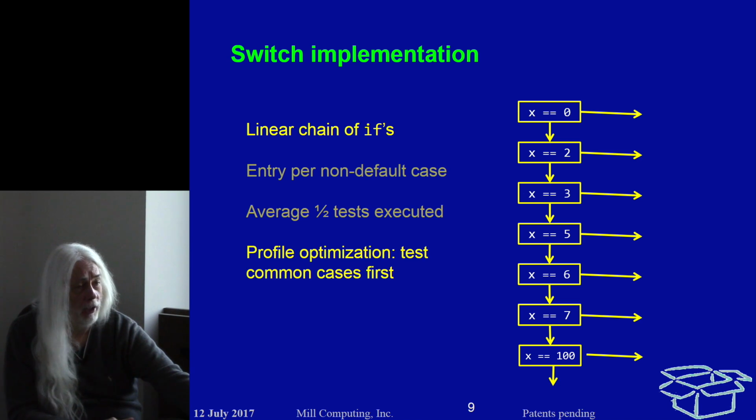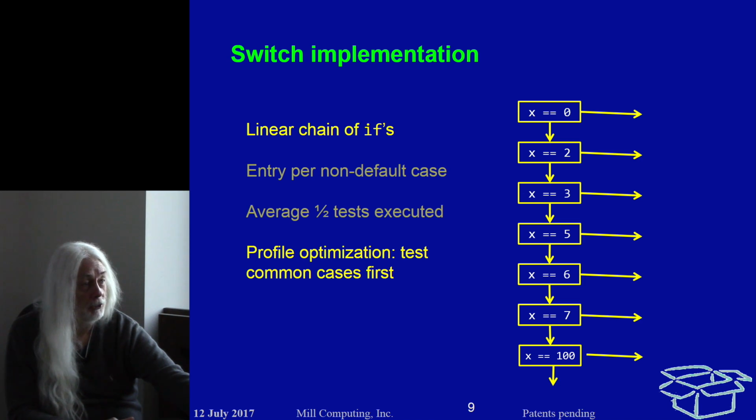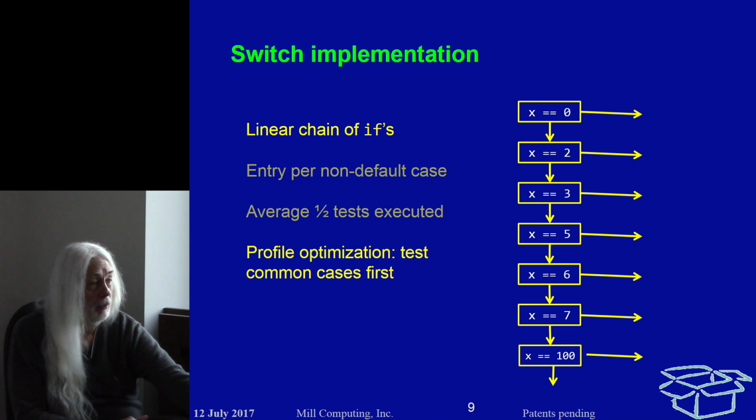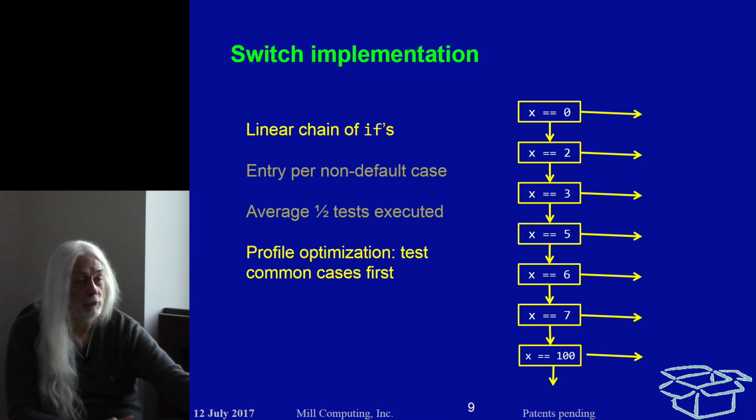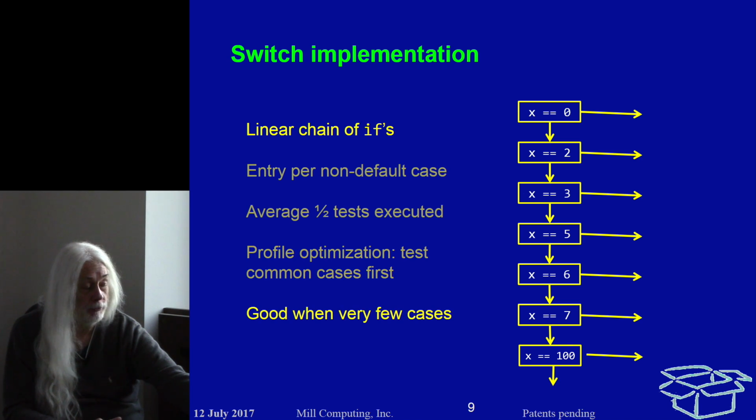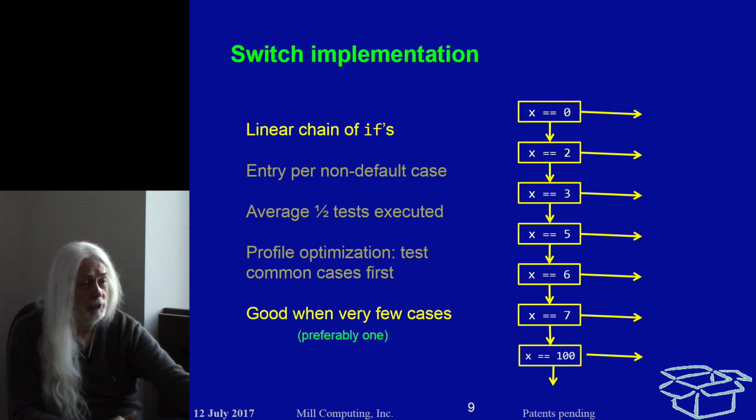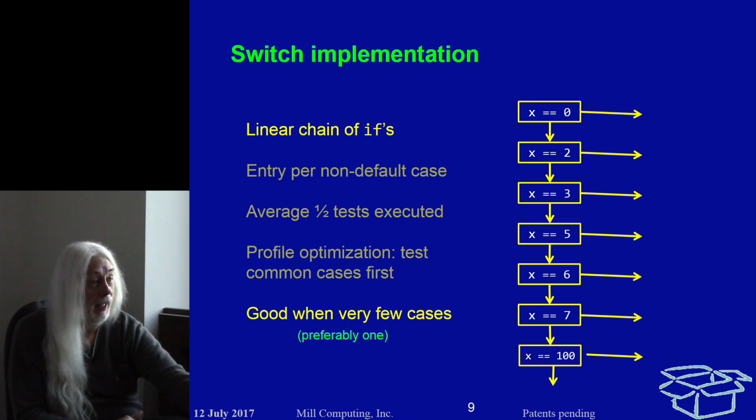If you have profile information, you can optimize and put the common targets at the front to be tested early, and this will reduce the number of steps you have to go through on the average. And this actually gives surprisingly good code if there are only a few cases widely dispersed in the defaults. The very best case is when there's only one case, and then it turns into an if.